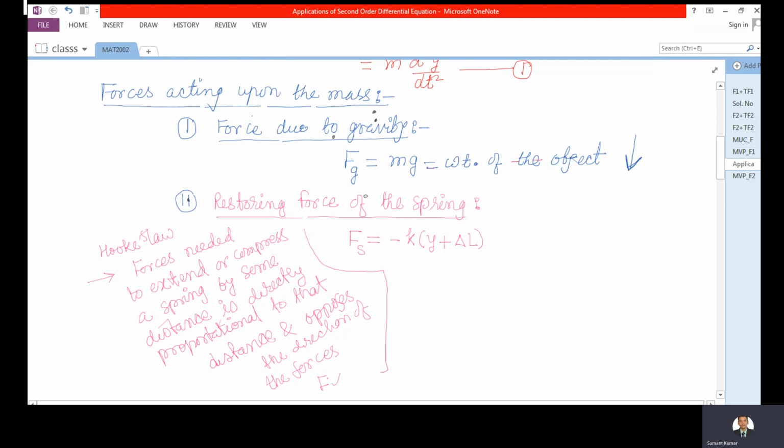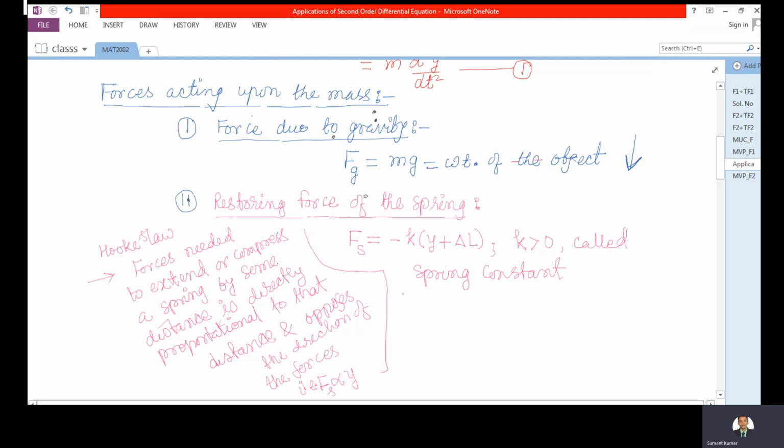Mathematically, you can express it as F spring is directly proportional to y. So that's why here I am writing F equals k times y, where k is a positive constant. We call it the spring constant.